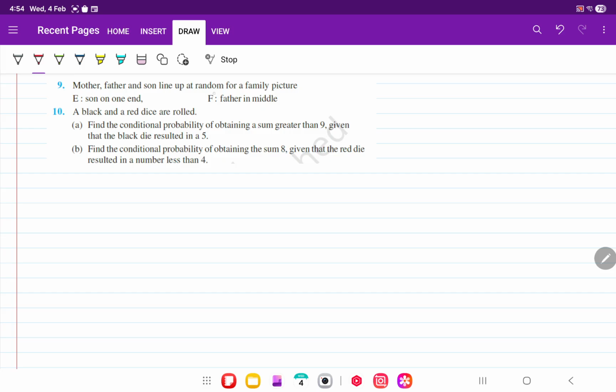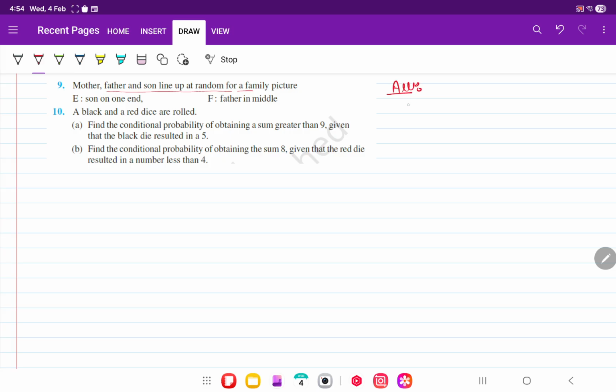Mother, father and son line up in random order in a family. So what is happening in the family? Some photograph is taken. So they are lining up. So what are the total cases? Total possible cases, like without any condition, before any question. All possibilities.